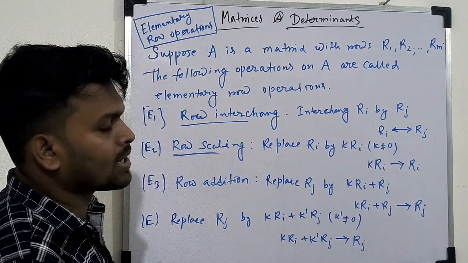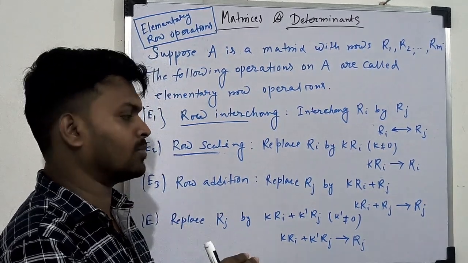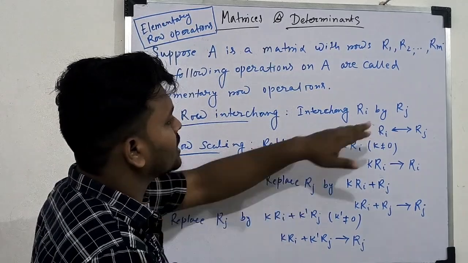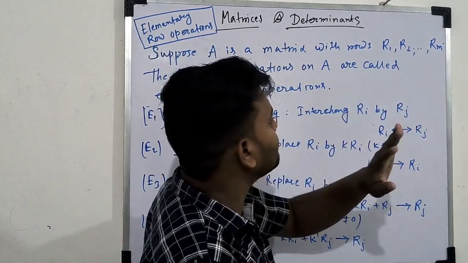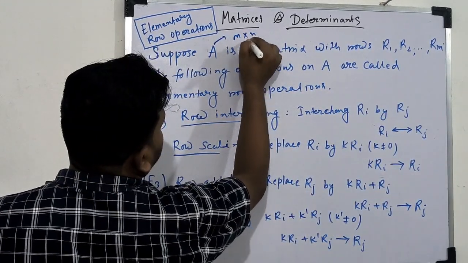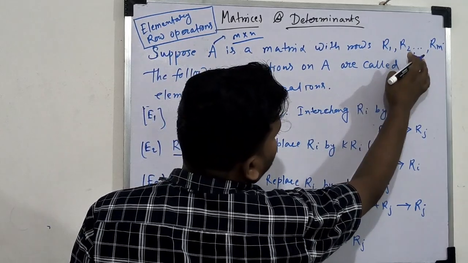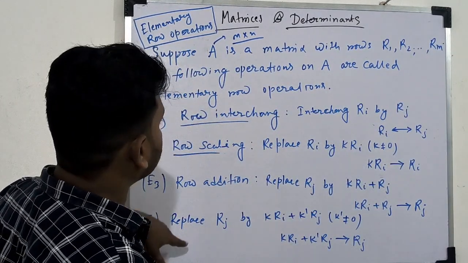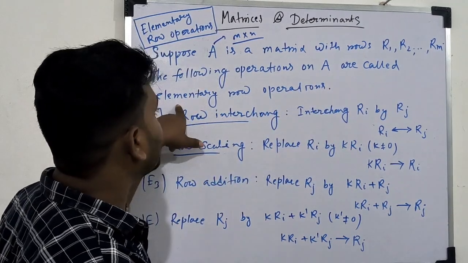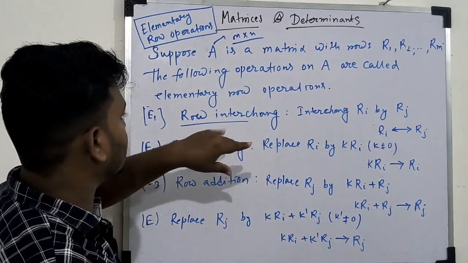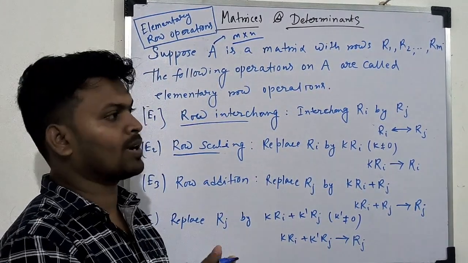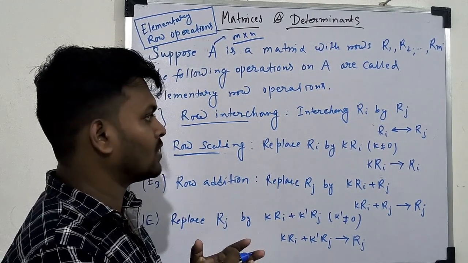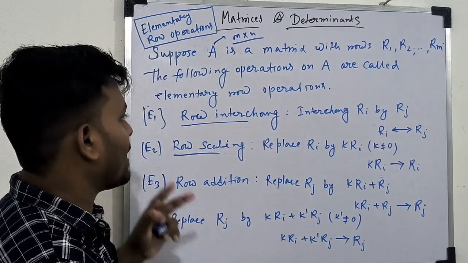Elementary row operations are performed on a matrix. Suppose A is an m cross n matrix with m rows R1, R2, ..., Rm. Then the following operations on A are called elementary row operations. What are these row operations? In row operations, between two rows, some operations are performed to change the matrix.